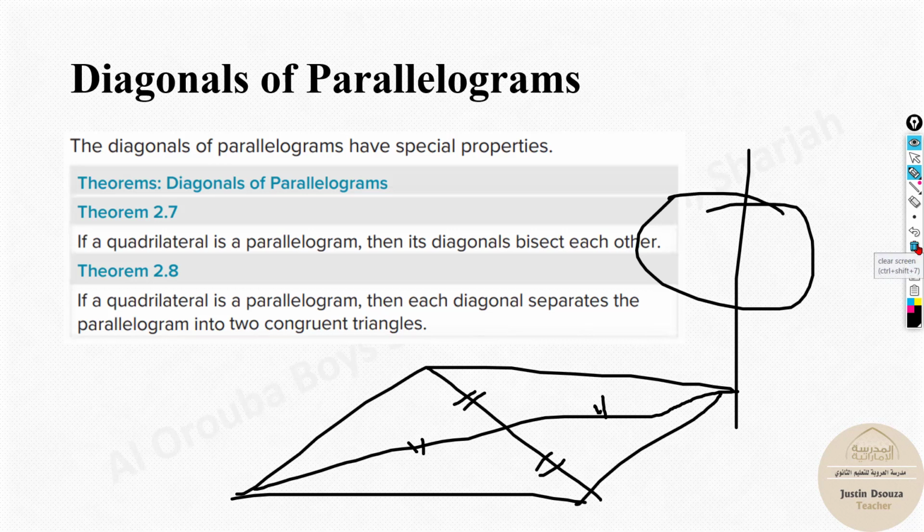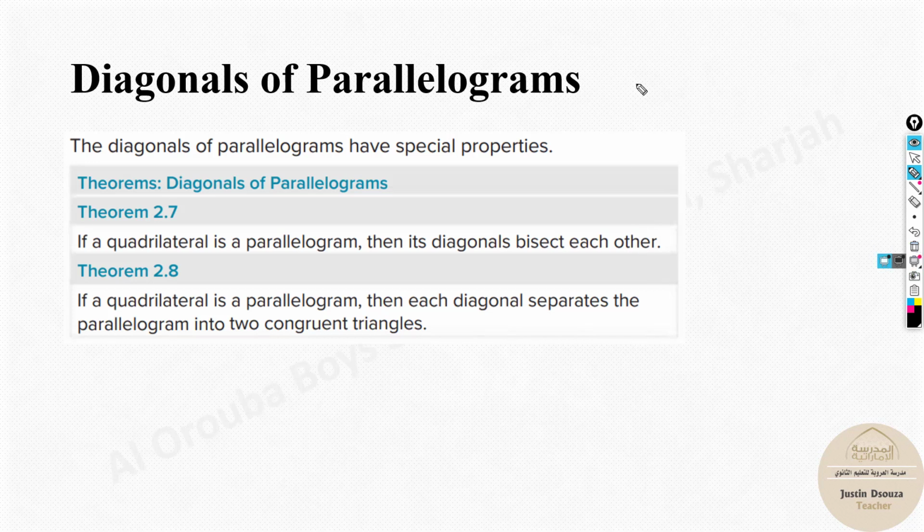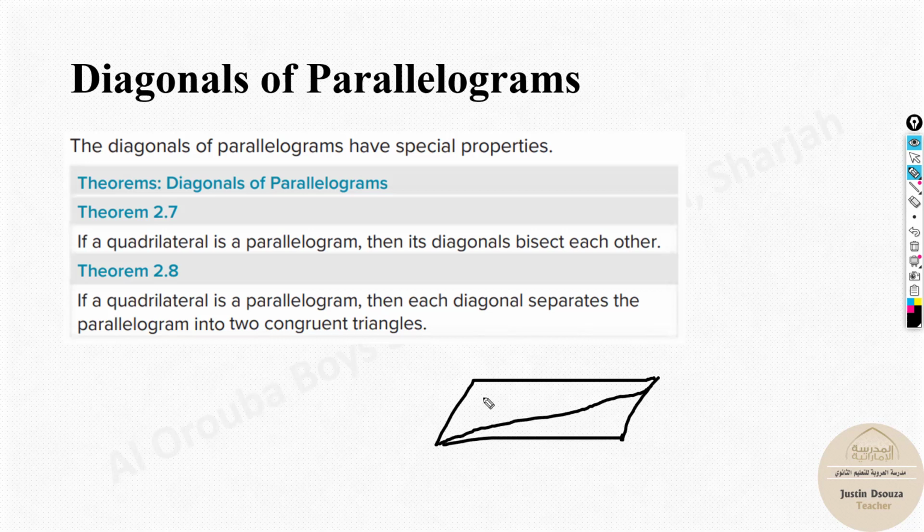You don't use the word bisect for cutting a cake, but whenever you use bisect, that is with precision, equally half, 50%, 50%. That's what you're doing. Okay, and then if a quadrilateral is a parallelogram, then each diagonal separates the parallelogram into congruent triangles. Now one more thing. Okay, now here, if this is a diagonal, then this triangle is equal to this triangle.